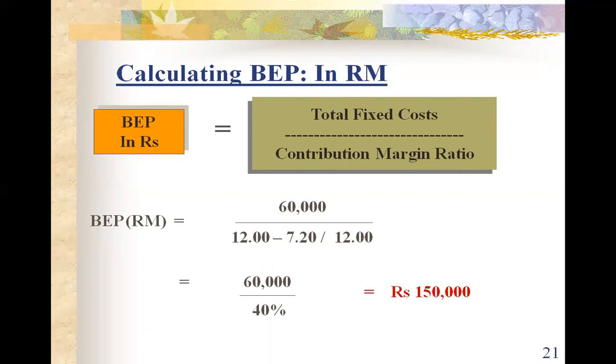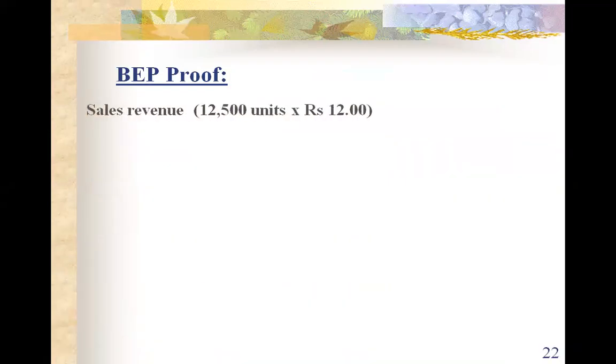Now here you see BEP in amount is 1,50,000. So here is a proof of BEP. The break-even point calculation we did, we will check whether it is right, by seeing whether there is any profit or loss. We already calculated that our BEP point is 12,500 units. So 12,500 into 12, that means our sale value is 1,50,000.